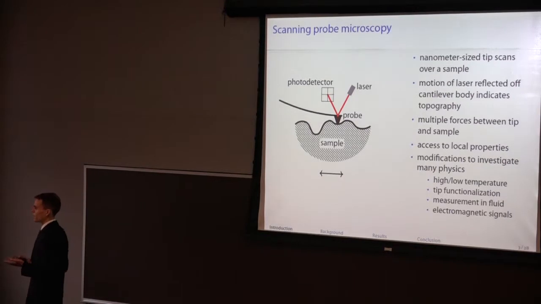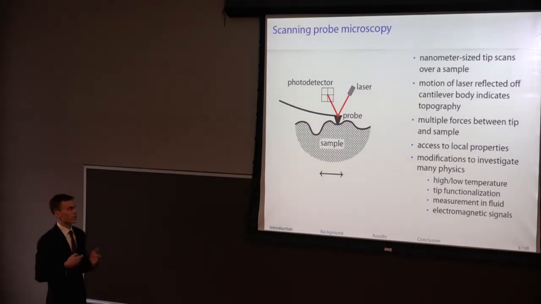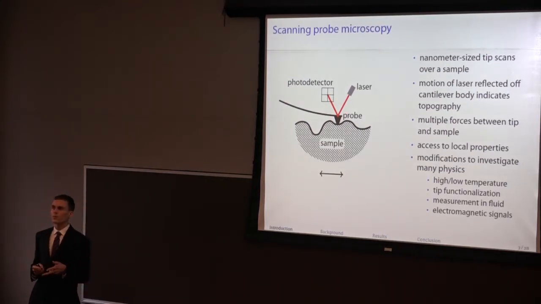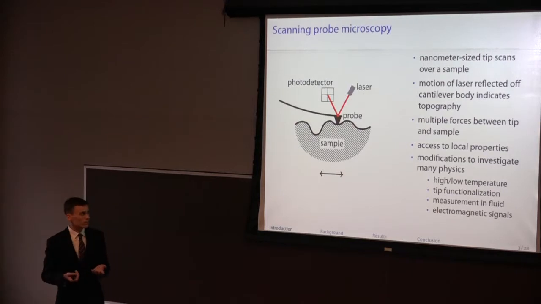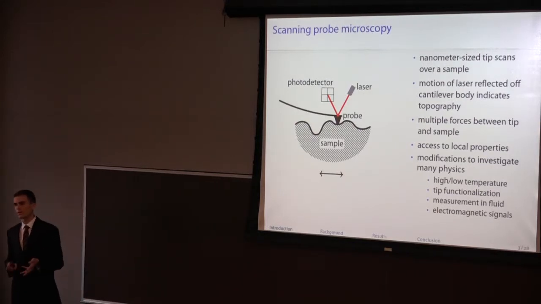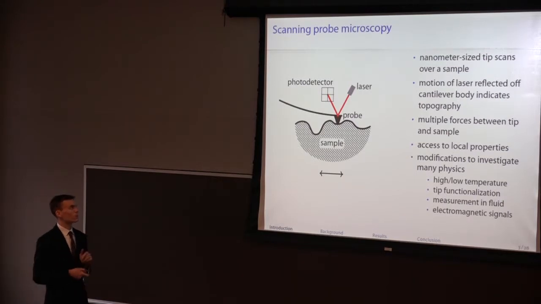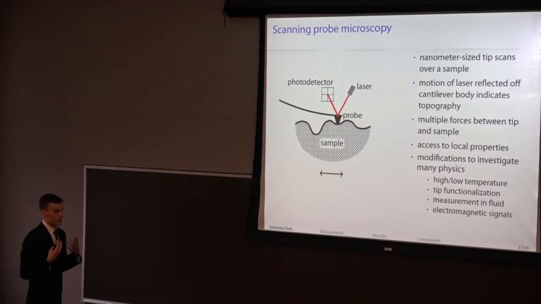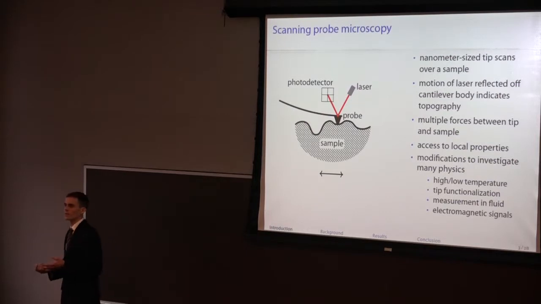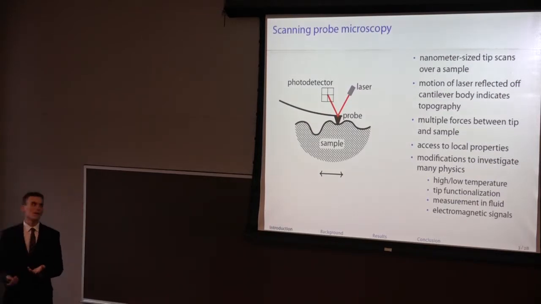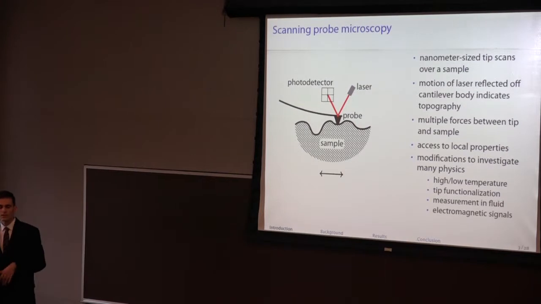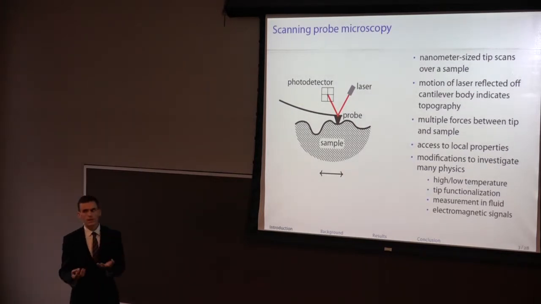But that's not all we can do with it. There's actually quite a bit more information we can gather in this environment. We're actually measuring the interaction between the tip and the sample here, and that can be mediated and governed by all sorts of different forces. You can have electrostatic forces or magnetic forces, chemical forces, van der Waals forces. You can test hardness on a nanometer scale. You can put the whole system in like a heated environment or a cryogenic environment. You can do this in fluid. So it's really a very versatile technique, general class of techniques, where you can investigate all sorts of interesting nanoscale physics.